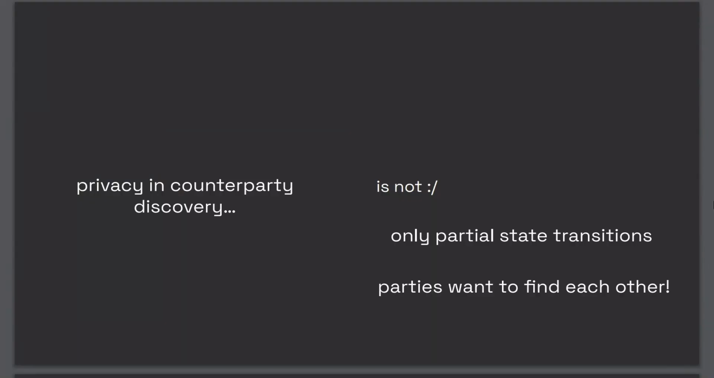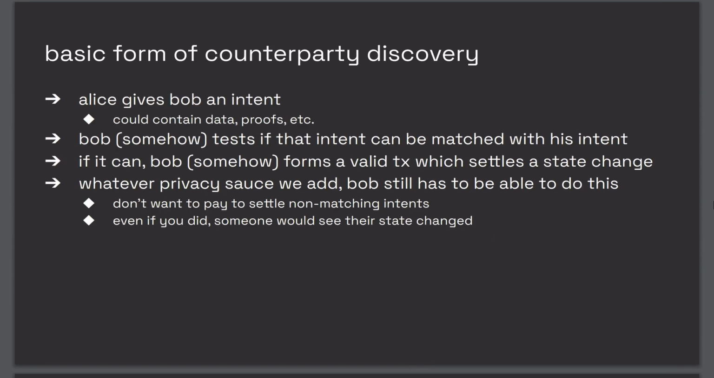But privacy in counterparty discovery is not. The reason for this is that counterparty discovery by nature involves a kind of information sharing. There are many different parties, and they have partial state transitions, not full state transitions. They have something they want, say, and some things that they're willing to do in terms of state transitions that they can effect on the blockchain. And they want to find other parties with compatible preferences with whom they can be matched. But in order to find those parties, they need to reveal something about their preferences.